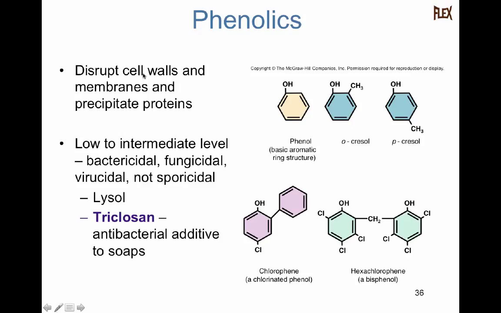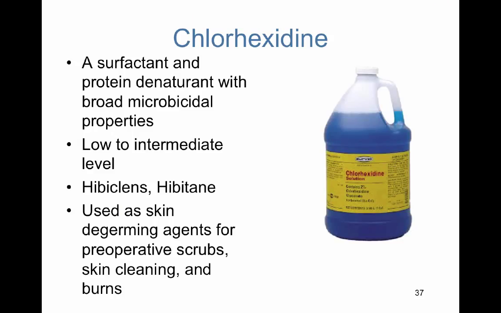Phenols will target cell walls and proteins, and they are a low to intermediate level mechanism. Lysol and triclosan are examples. Triclosan has recently been added to soaps as an antibacterial agent. We also have chlorhexidines. This is low to intermediate level, and an example of this would be Hibiclin.